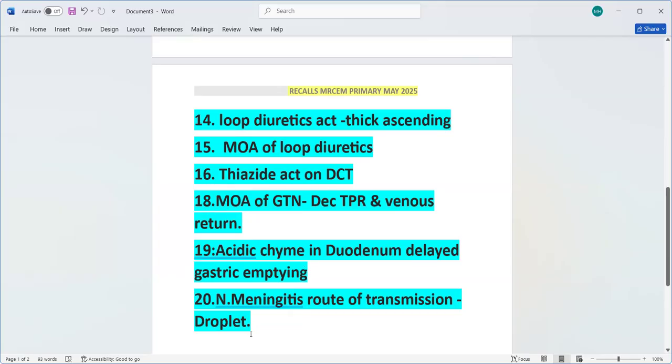The 20th and last MCQ for today's session is regarding Neisseria meningitidis. They asked about the route of transmission. The options were fecal-oral route, airborne, or droplet. Quite a few doctors were confused between airborne and droplet. The correct answer is droplet. Neisseria meningitidis is transmitted through droplets, not airborne.